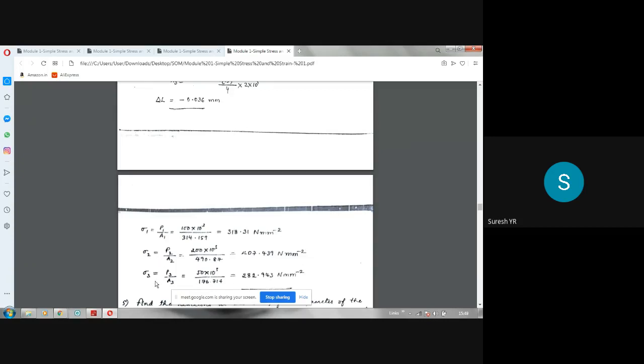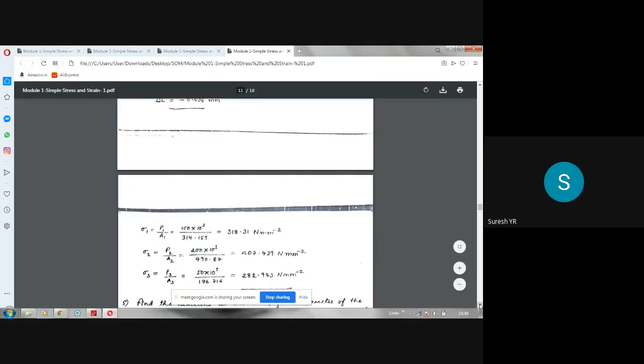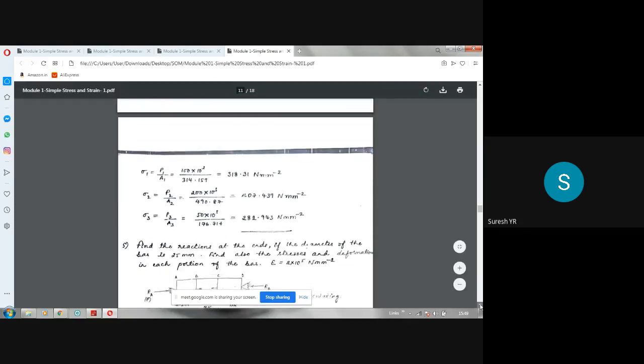Or you can use another formula. Epsilon 1 is delta L1 by L1. Epsilon 2 is delta L2 by L2. Epsilon 3 is delta L3 by L3. So it has no units. Strain has no units.